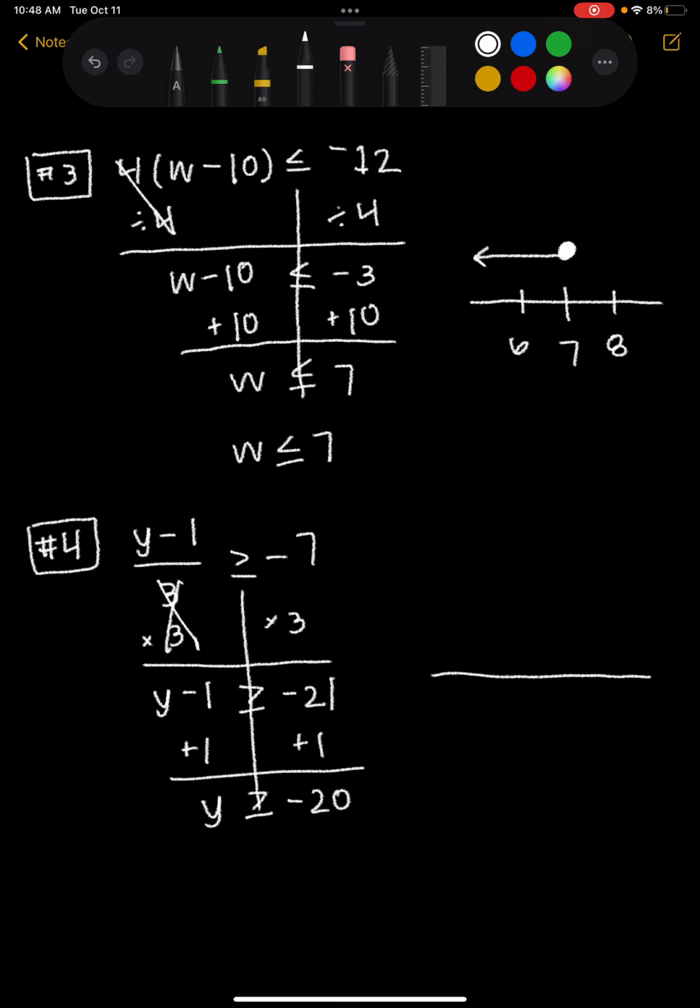When I graph that, we find negative 20 on the number line. And because it's a greater than or equal to sign, it's a filled in dot. Because the variable's on the left side, we can follow that arrow, which points to the right. So my graph also points to the right. And there we have it, 2 steps.